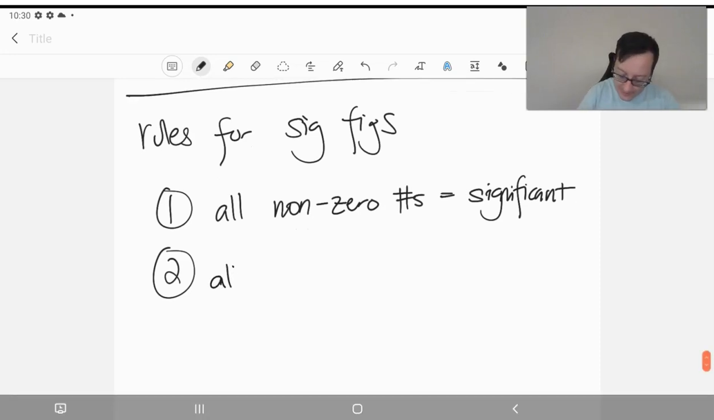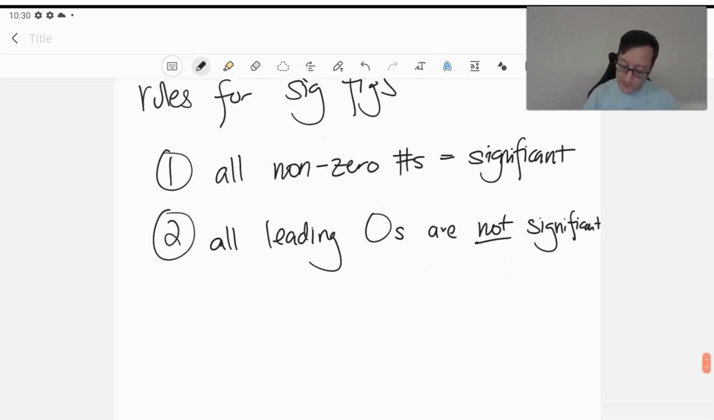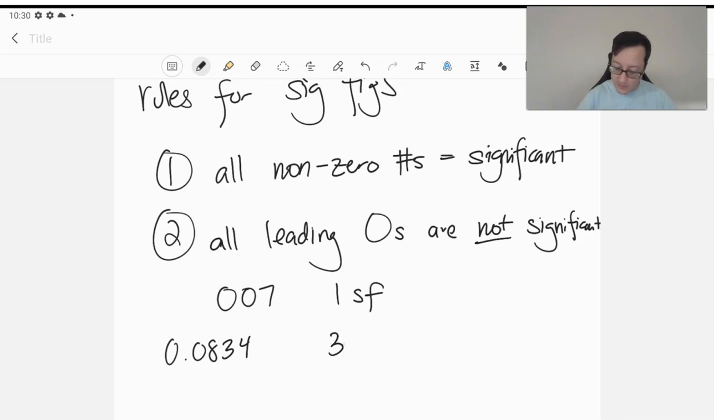We're going to see that all leading zeros are not significant. That means our dear friend 007, this number has 1 sig fig. 0.0834, this is 3 sig figs. Any zeros at the start of your number are there for placeholder purposes. They're there to show you the magnitude of the number. The 834, if we just say 834, that means 834. But that's not the same as 0.0834.